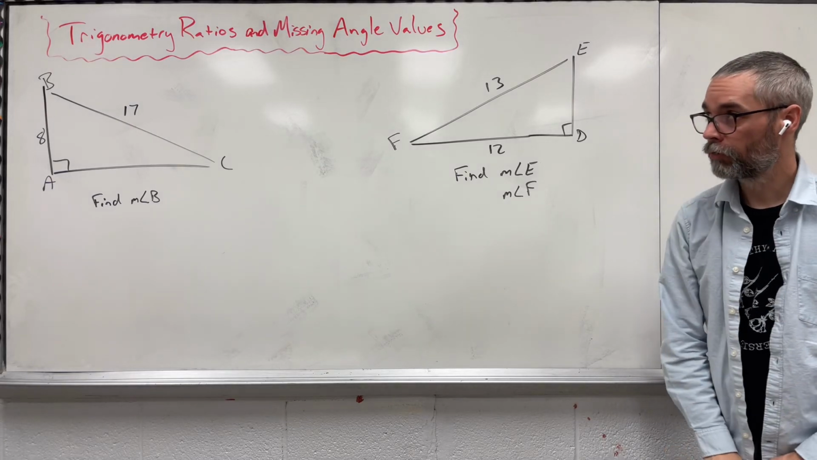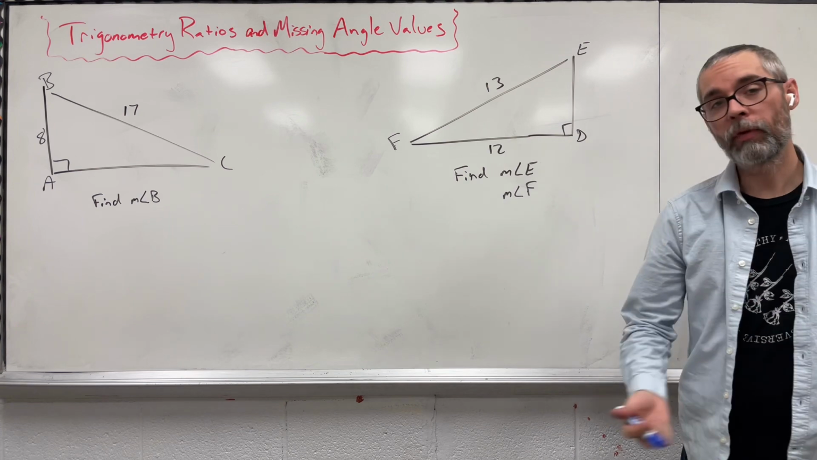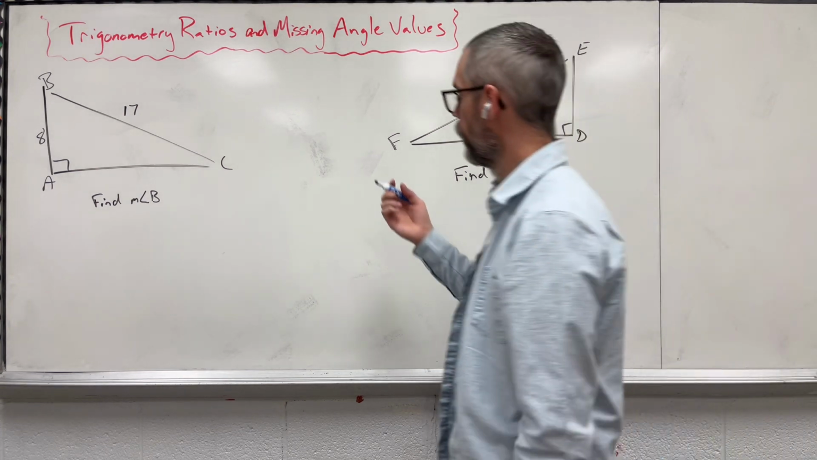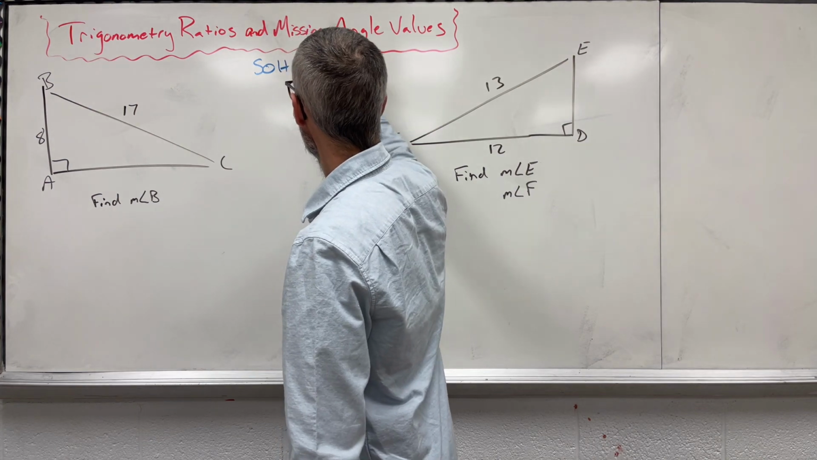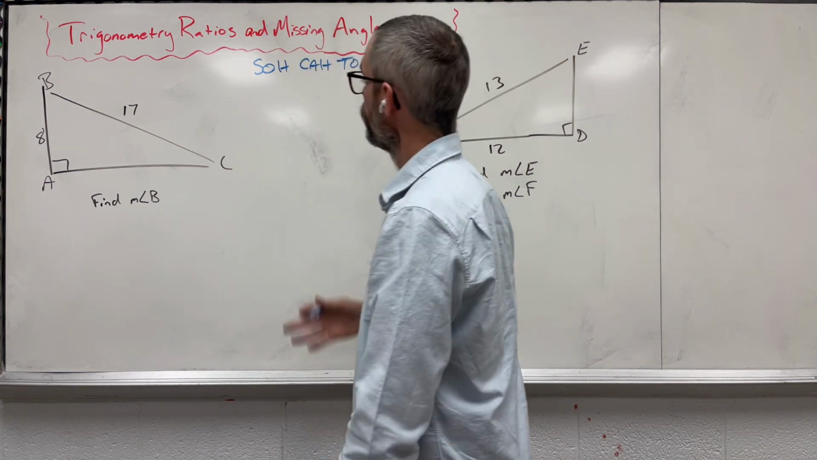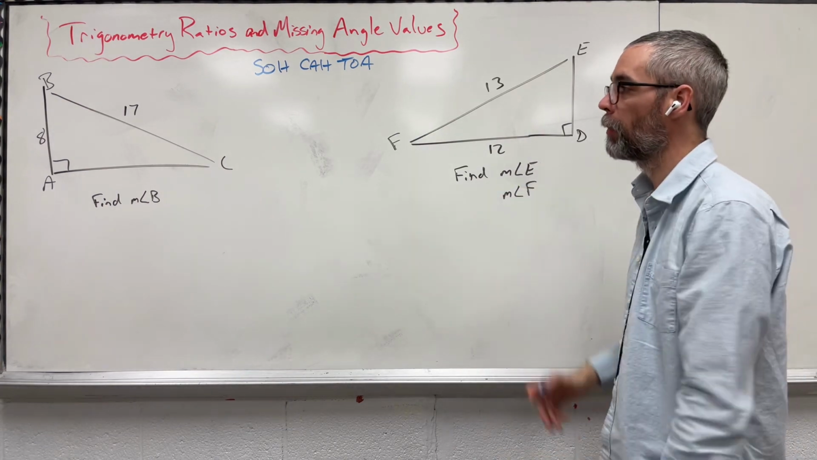Hi, today we're going to use trig ratios to find missing angle values. So before we do anything with trig, we always want to set up our rules. What are those rules? SOH CAH TOA. So this tells us what our trig ratios will be, how they're going to set them up.